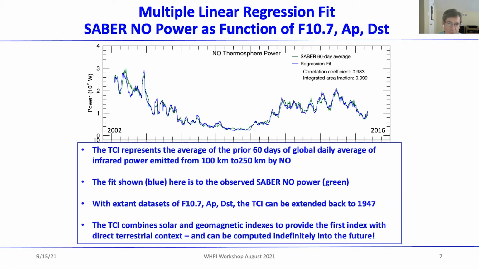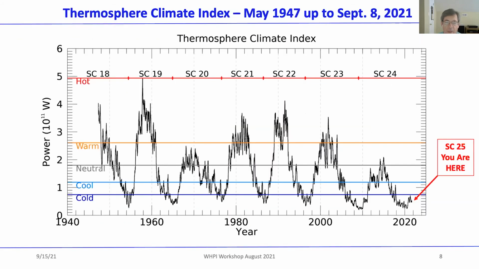And the advantage with this new index is it tells us something about how the Earth is responding directly to solar and geomagnetic variability. And these indexes go back to 1947, so we can actually reconstruct what the entire thermosphere was radiating over that time from 1947 to today, almost 75 years. And that's what we have shown here. This is the Thermosphere Climate Index going back from 1947 to about a week ago, where I have here solar cycle 25. This is as of maybe about 4, 5, 6 days ago.